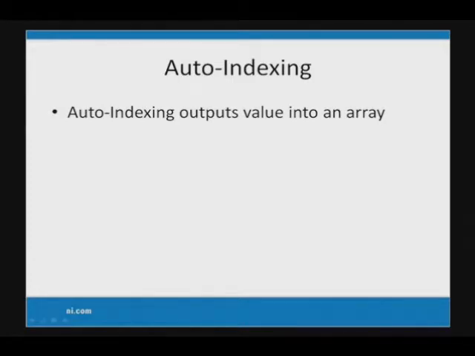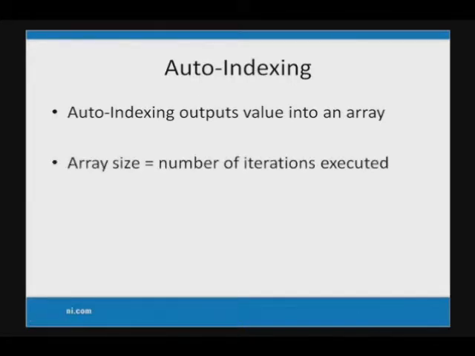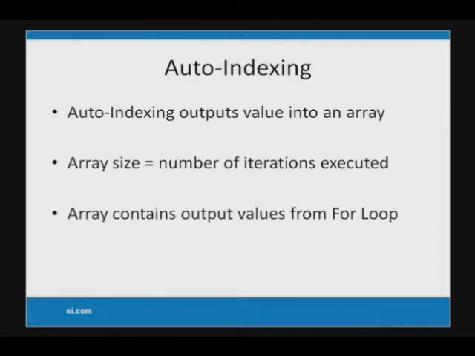When you wire a value as the output of a for loop, enabling auto-indexing will output an array. The array will be equal in size to the number of iterations executed by the for loop and will contain the output values of the for loop. Let's go through an example in LabVIEW.